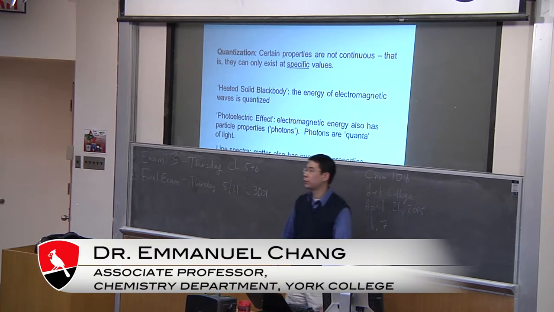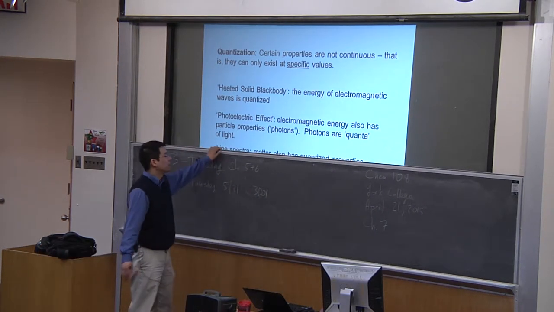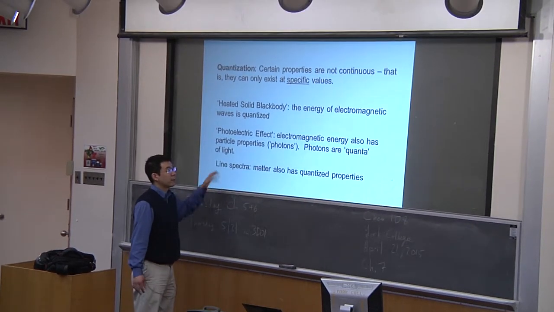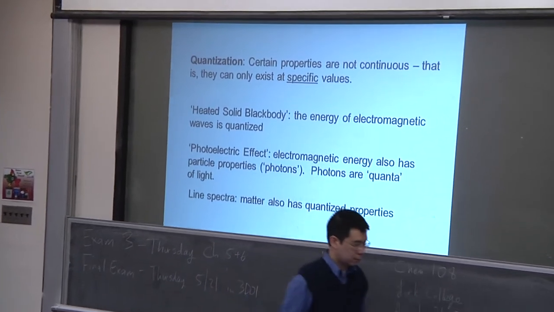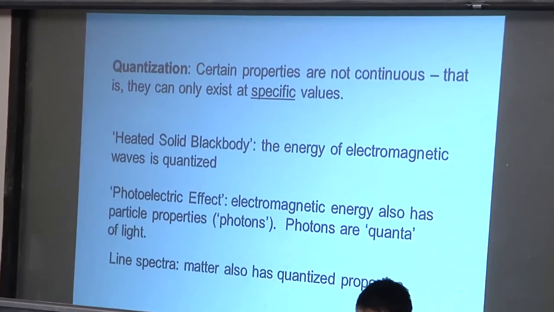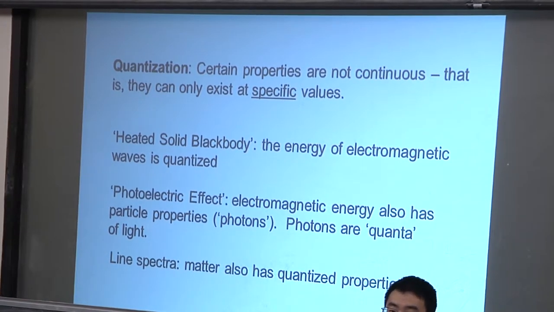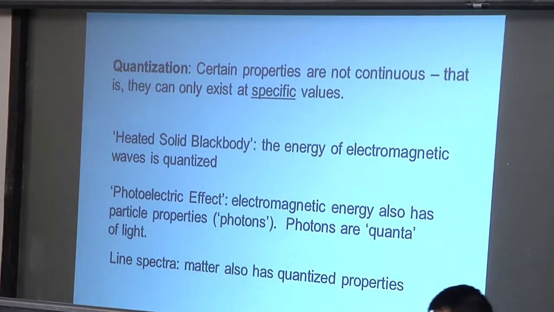So we thought about quantization, right? And we thought about a whole bunch of different examples of how different properties of matter, of light, of different things are quantized. So we thought about, for example, the photoelectric effect and the work function and the kinetic energy of electrons. And we did a couple of problems, so you all know how to do that, right? Good. We thought about line spectra.